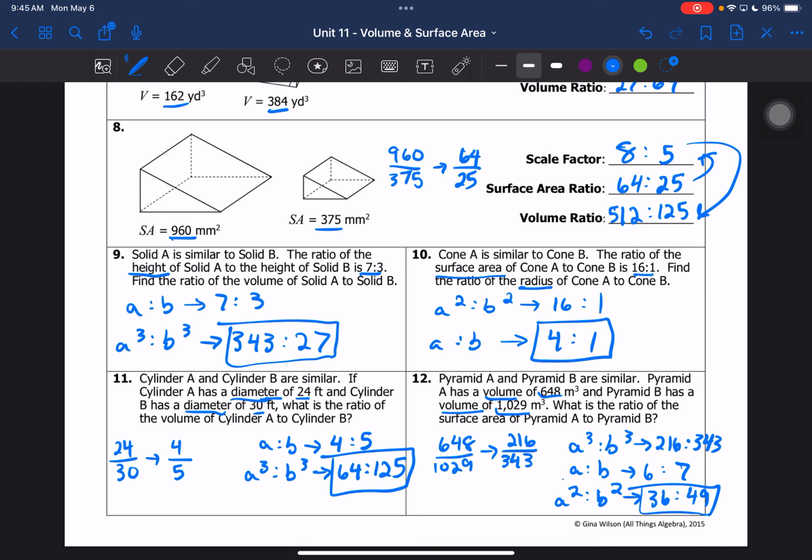So that's the lesson on similar solids, 9.10. There are some more notes for more practice in case it's still a little bit murky. There will be some more stuff after this, so it's important that you understand how to work with similar solids.